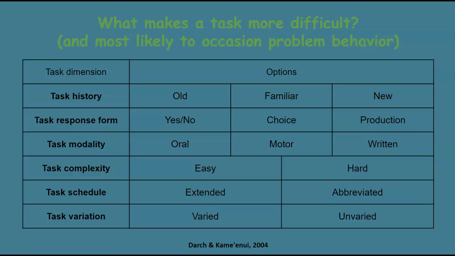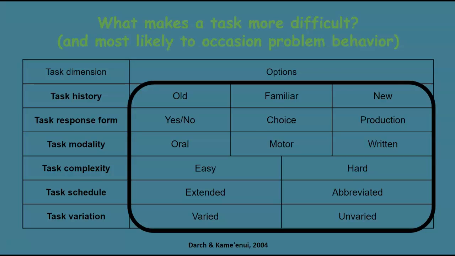So this table shows the 6 task dimensions and the options for each. In reality, any dimension of the task can occasion problem behavior. That's because the appropriateness of a task dimension depends on the learners and not the task itself.